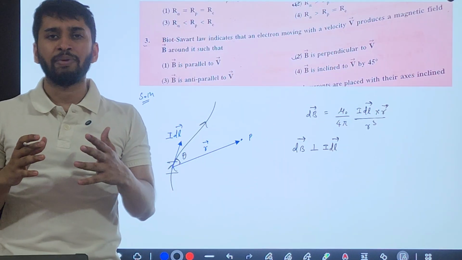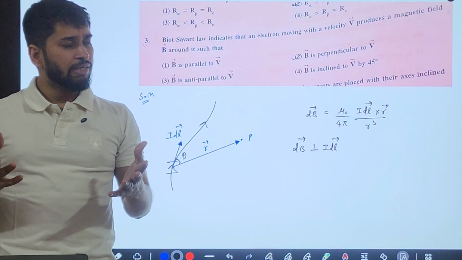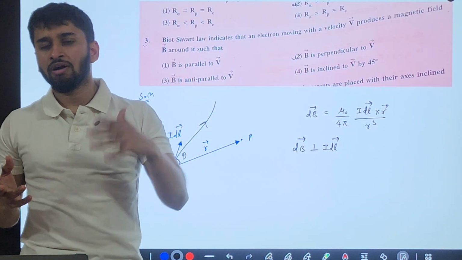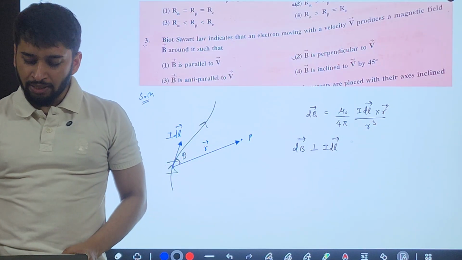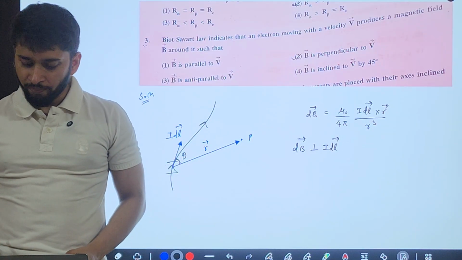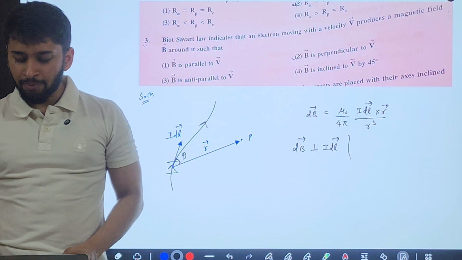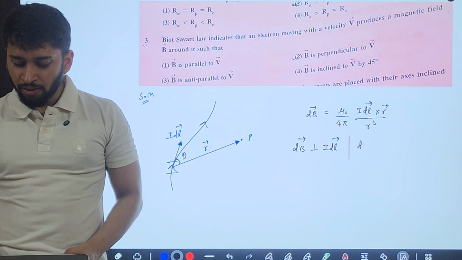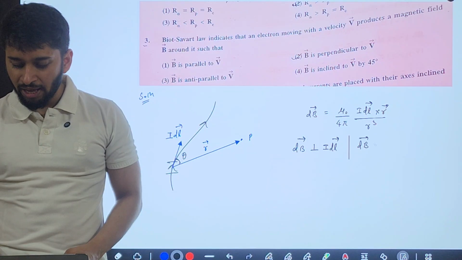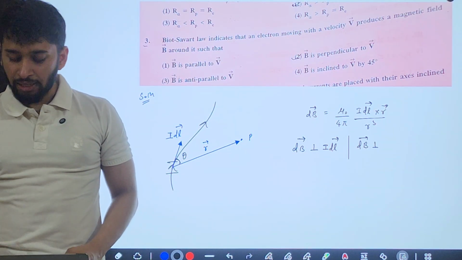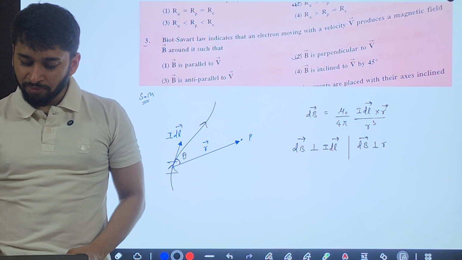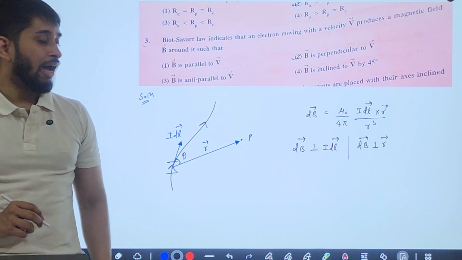If it is perpendicular to V bar, it will also be perpendicular to minus V bar, or if it is perpendicular to minus V bar, it will be perpendicular to V bar as well. And at the same time, this dB bar will also be perpendicular to R bar as well.